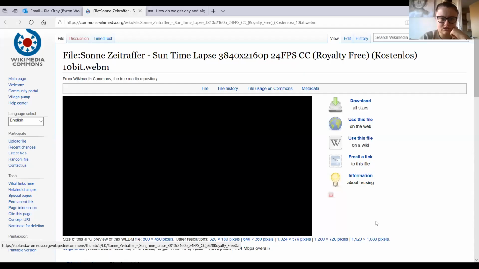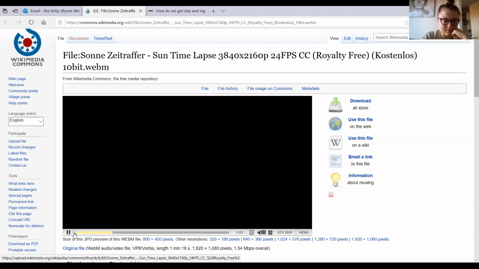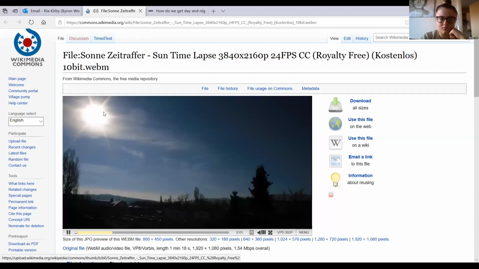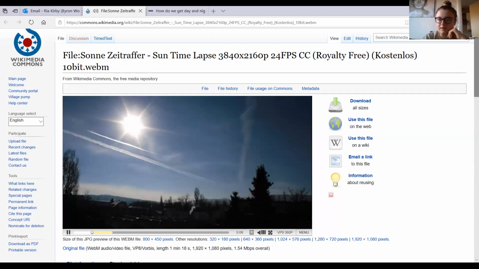I'm just going to share the screen. So here we are, just going to start it from the beginning. Okay, so you can see here the sun is in the top corner, slowly moving across the sky, and you can see all of the clouds moving in the opposite way past it. So what do you actually think is happening here?